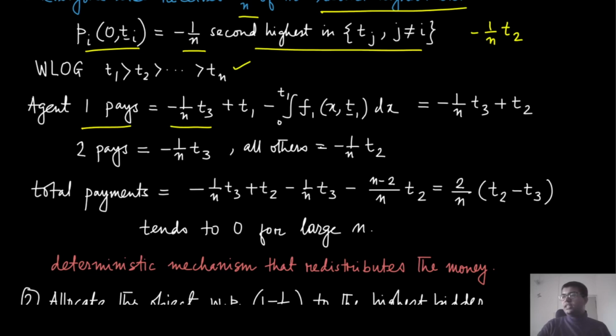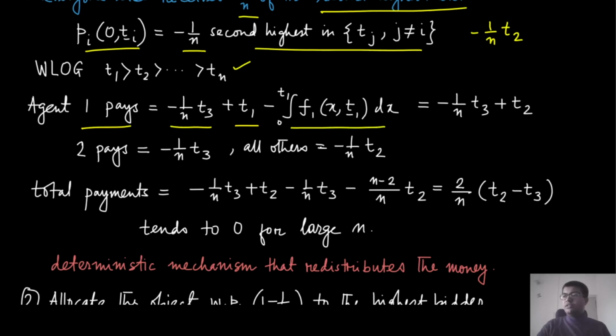And then we can actually write down what happens for this part. So this is the t1 times the allocation. Because player 1 is the highest bidder, he gets this object. So t1 times 1, this is the first term. And then you have this integral here.